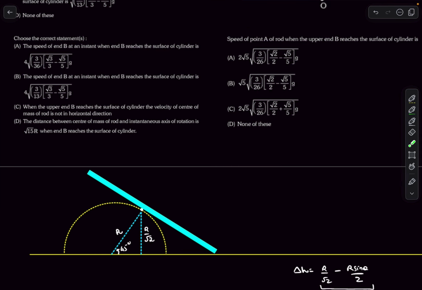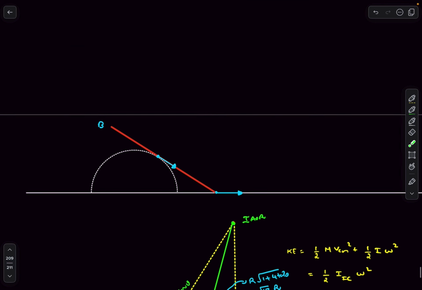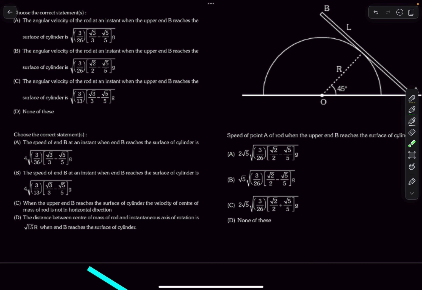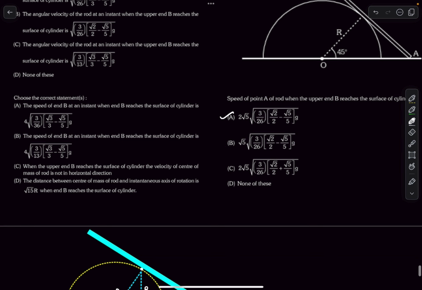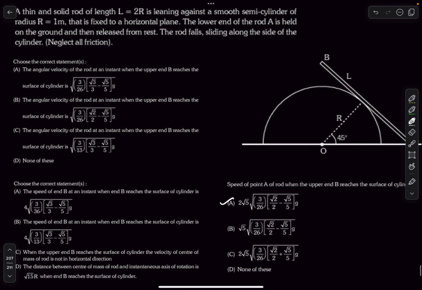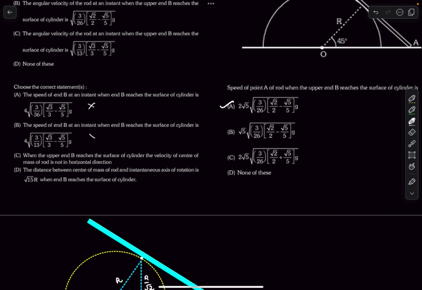Now in the next two questions, they're asking the speed of point B and the speed of point A. That we already figured out here, right? To the angular velocity, we have to multiply 2 sec θ because r is just 1 meter. So sec θ is going to be √5. So for the velocity of point A, it's going to be 2√5 multiplied by omega. If you observe, option A over here is actually 2√5 multiplied by omega. So the answer to this question will be A. And for the velocity of point B, we have to multiply with 2 tan θ, which is just 4. So that will be 4 omega. So it's not A and it's not B, so the option doesn't really match in this case.